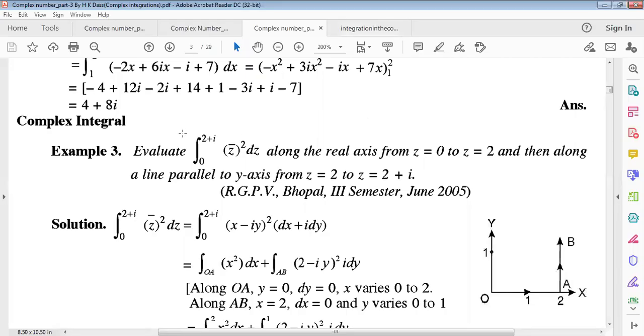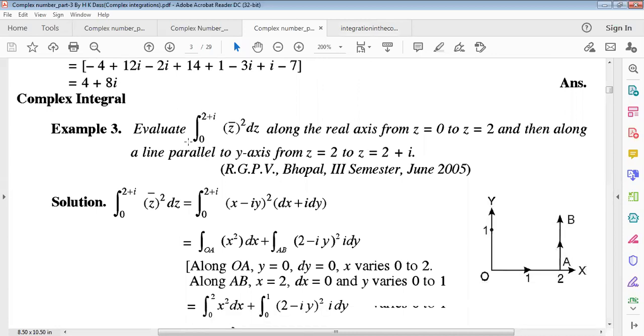Next, another example, example 3. Evaluate the integral from 0 to 2 plus i of the complex conjugate of z, whole square, dz along the real axis from z equals 0 to z equals 2, and then along a line parallel to the y axis from z equals 2 to z equals 2 plus i. Remember it. This is the given condition.